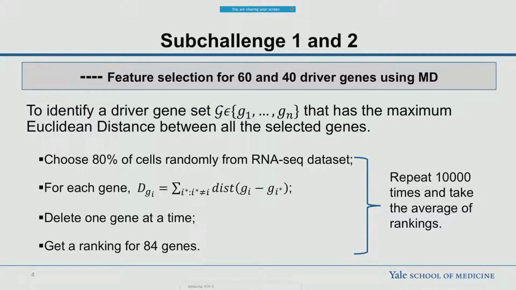And then we repeat this procedure about 10,000 times, and we will get 10,000 ranking lists, and we take the average of these rankings as our final ranking. Based on this ranking, we can choose the top 40 or top 60 as the gene sites.